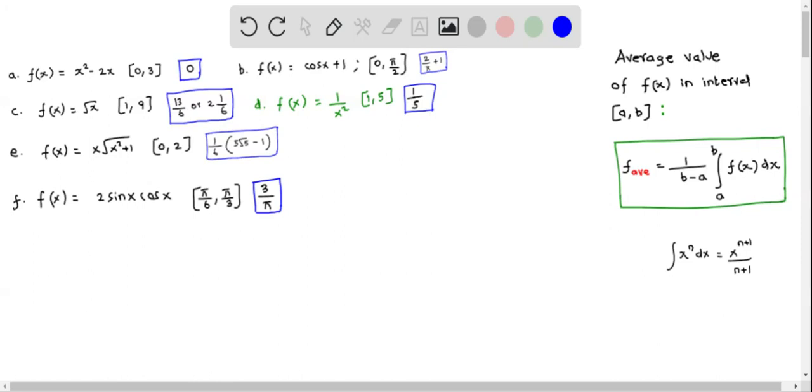So we have determined the average value of the functions given in parts A to F.